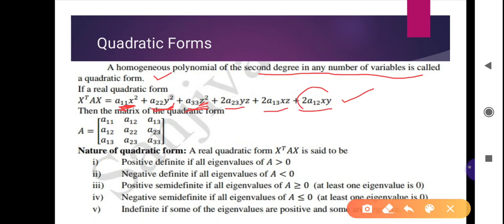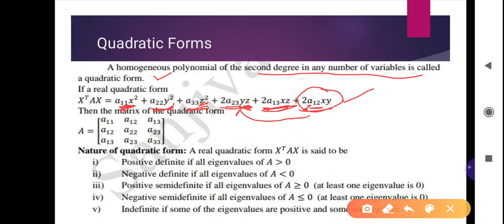Then after that write down this term, x into y. x is the first variable, y is the second variable, so write down its coefficient as a12 and multiply it by 2. Then the term 2 times a23 yz: y is the second variable, z is the third variable, so the coefficient is a23 multiplied by 2. And the last term is a13 xz: x is the first variable, z is the third variable, so the coefficient is a13 multiplied by 2. So we will get the quadratic form.